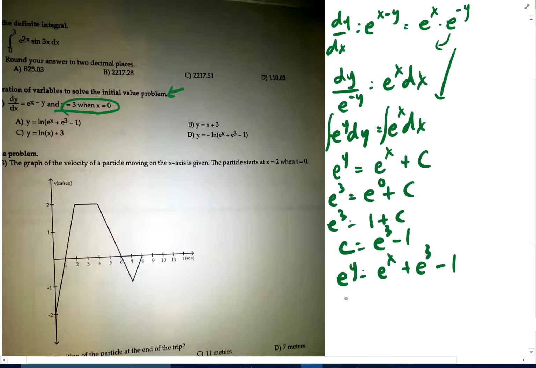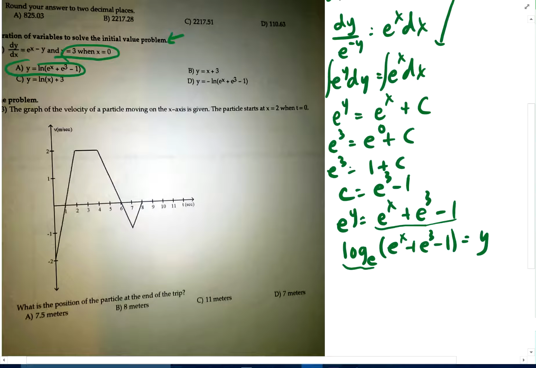And now I'll get y by itself, so I'm going to rewrite this as a log statement. So it's log base e of this other side, e to the x plus e to the third minus 1, equals y. And this log base e, of course, is natural log. And so I end up with an answer right there. Okay. And then 43, take a look at that guy.